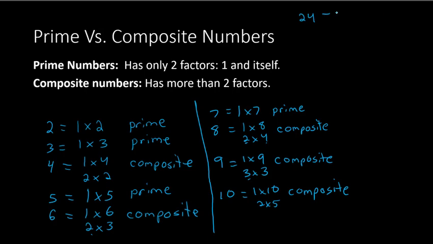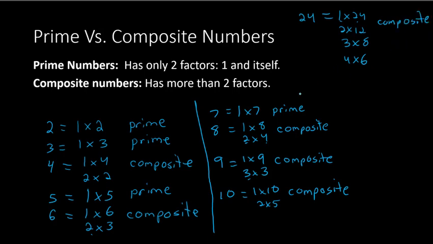The reason is because we have 1 times 24, but we also have 2 times 12, 3 times 8, and 4 times 6. We have all these other factors other than just 1 and itself. So because of that, the number 24 would be composite.